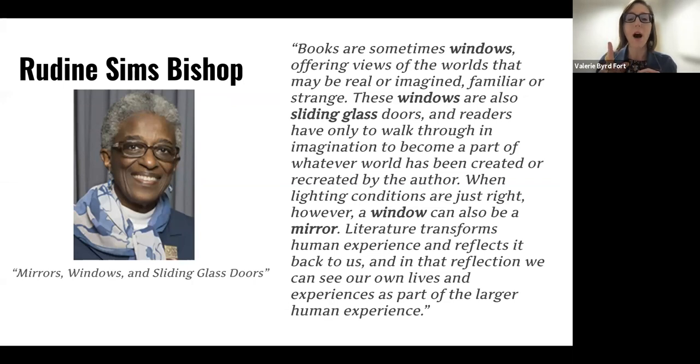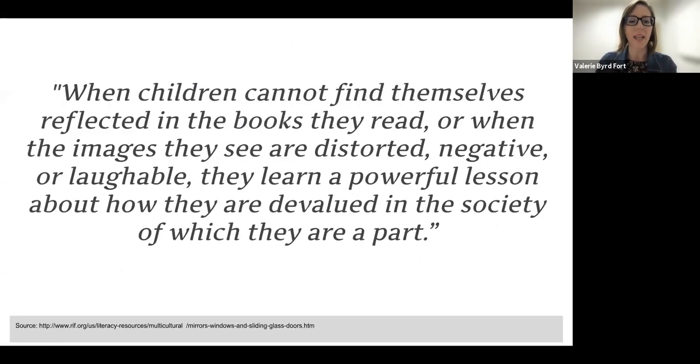But one part of her essay that I want to take out that I think is most important, and I think for children in particular, but really for any of your patrons. When children or patrons cannot find themselves reflected in the books they read, or when the images they see are distorted, negative, or laughable, they learn a powerful lesson about how they are devalued in the society of which they are a part.